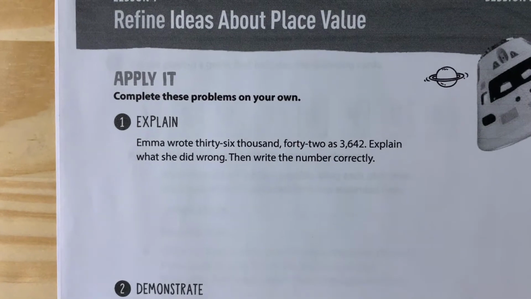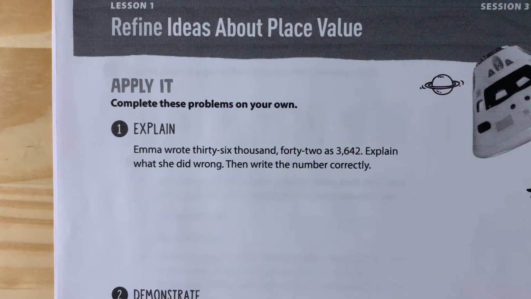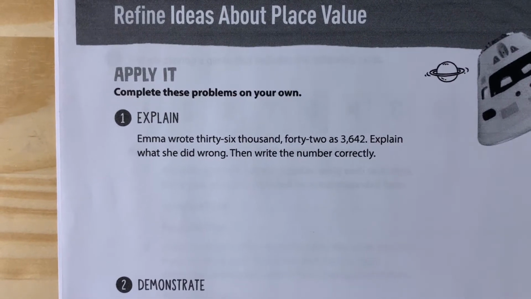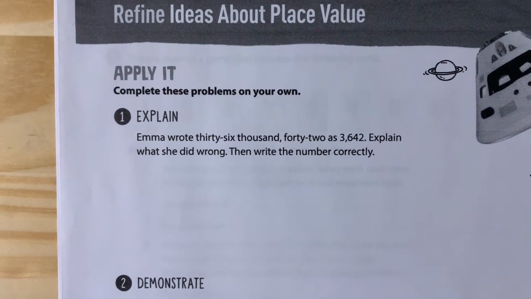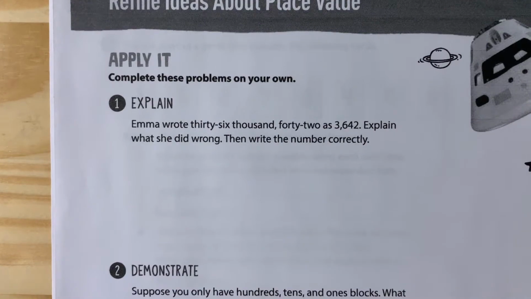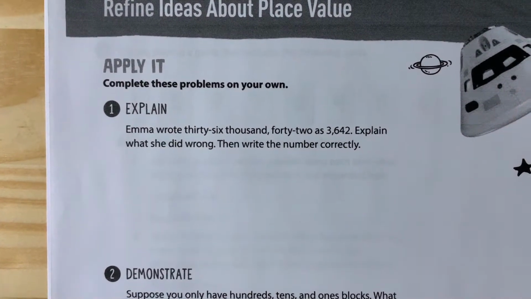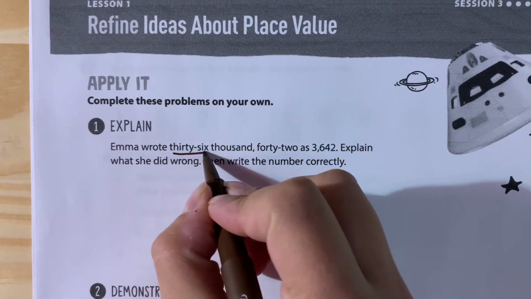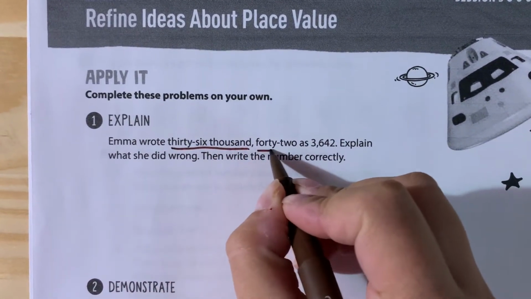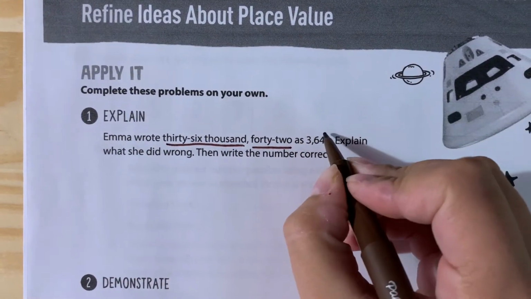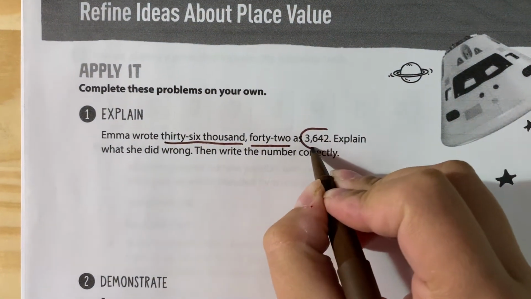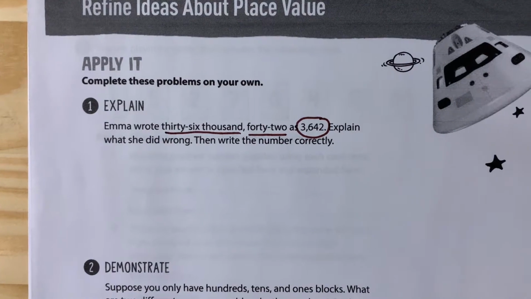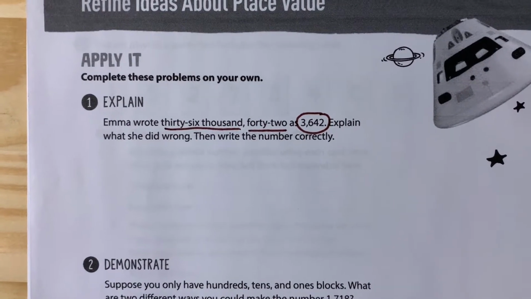So we're going to start with number 1, and the problem is Emma wrote 36,042 as 3,642. Explain what she did wrong, then write the number correctly. So the number she is trying to write is 36,042. The number she did write is 3,642. Now just from hearing me read it, you can tell there's a difference, so obviously she did something wrong.